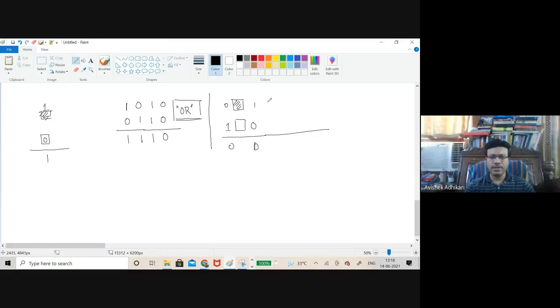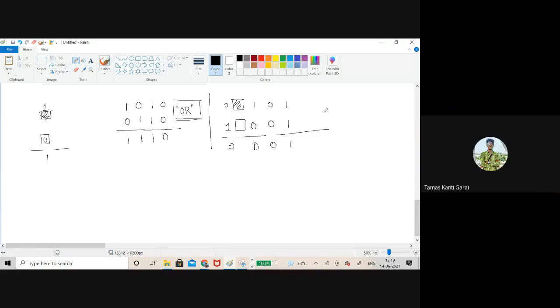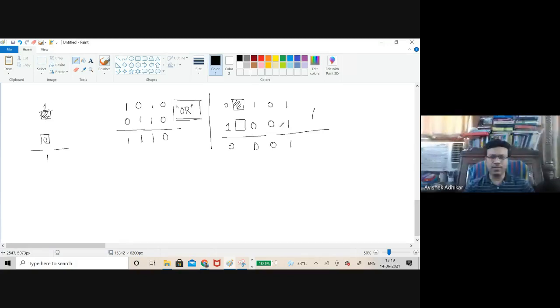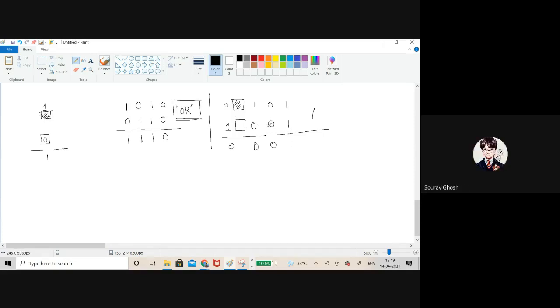If both of them are black, 0, 0, then also you will get 0. And if both of them are white, then also you will get white. Can you tell me what the operation is for this? Is it NOR? NOR operation? Just have a look at this. XOR? Any idea? NOR operation. And this is the AND operation.